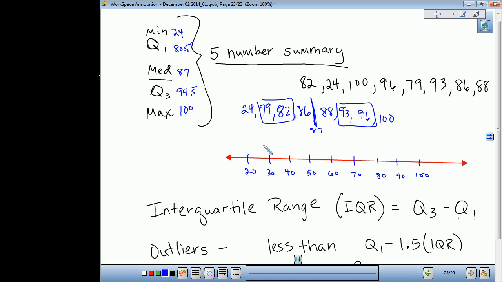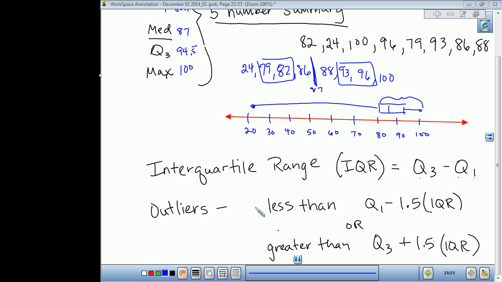So to draw this one, we need the min down here at 24. Q1 is 80.5. Median, 87. Q3, 94.5. And the max, 100. So we can tell from our box and whisker that most of the data, 75%, is over here.